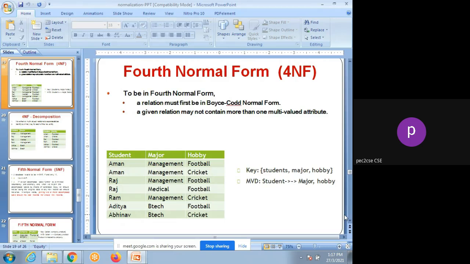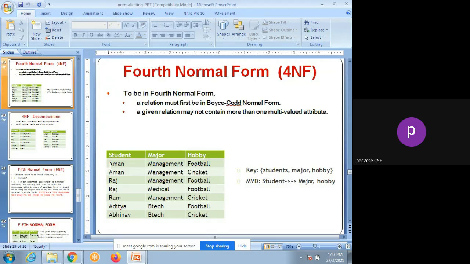So what does the fourth normal form say? Fourth normal form says that the relation or the table must be in Boyce-Codd normal form. That is the first requirement. The second requirement is that in one table, there should be only one multi-value dependency. So what do you mean by multi-value dependency? One attribute should determine another value only. It should not determine two values for the same attribute.